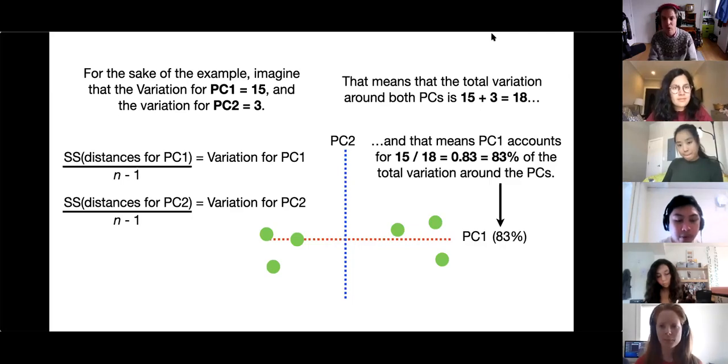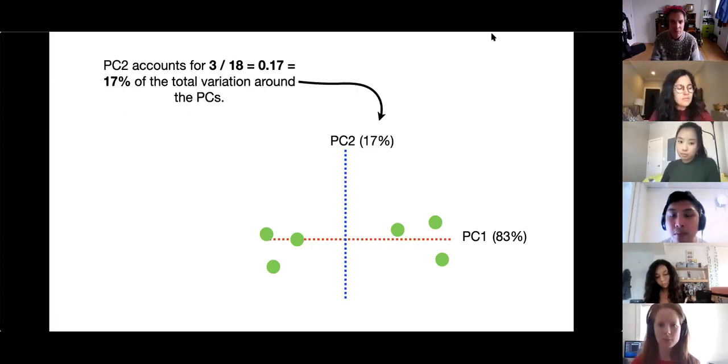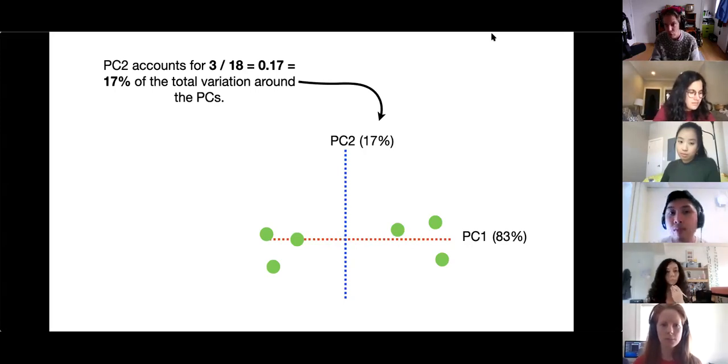That means PC1 accounts for 15 divided by 18, which equals 0.83, or 83% of the total variation around the principal components. And PC2 accounts for 3 divided by 18, which equals 0.17, or 17% of the total variation around the PCs.